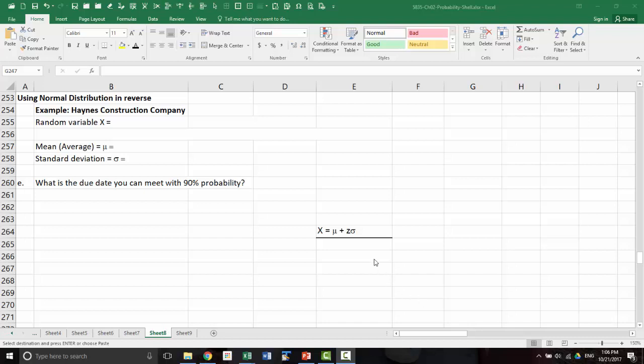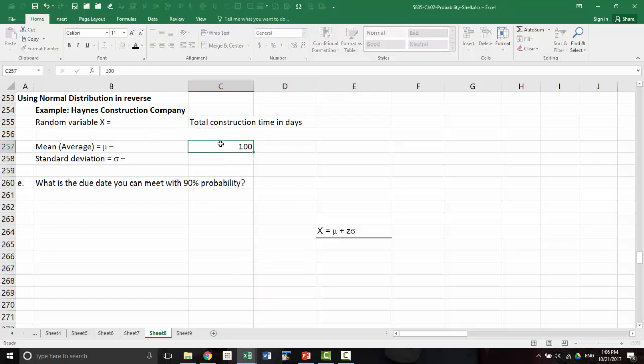So let's look at an example, the same example like before. Random variable x is the time for completing the construction, the total construction time. So mean is 100, standard deviation is 20, that we know. And the question is not about finding probability, but we're given a probability.